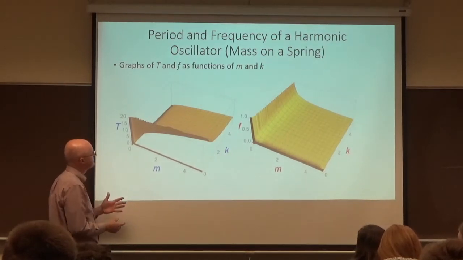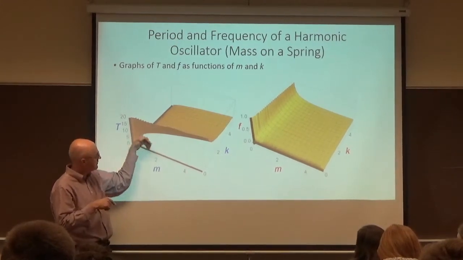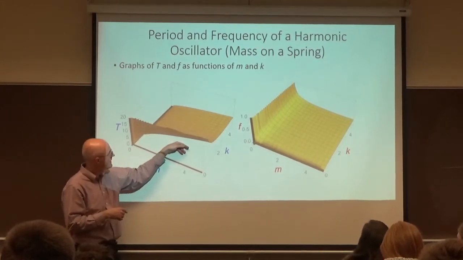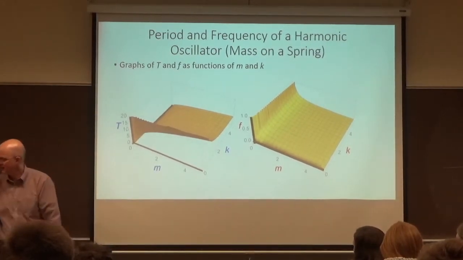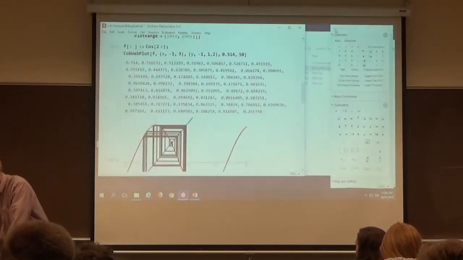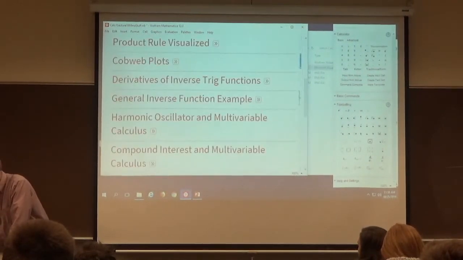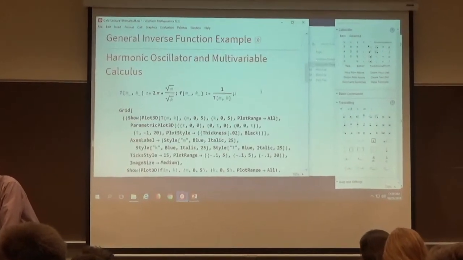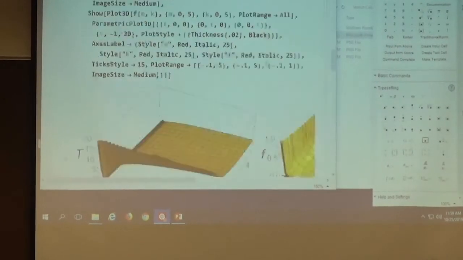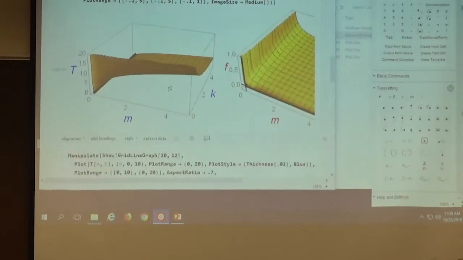What I want you to notice here is that, for example, if you keep k fixed and let m increase, meaning you're moving parallel to this axis, k is maybe something non-zero, and you're letting m increase, what's happening to the period? It's a little hard to tell with this picture. If I go into Mathematica, I can rotate it. Go into Mathematica now. Here's the picture. I can rotate this to see it a little bit better.